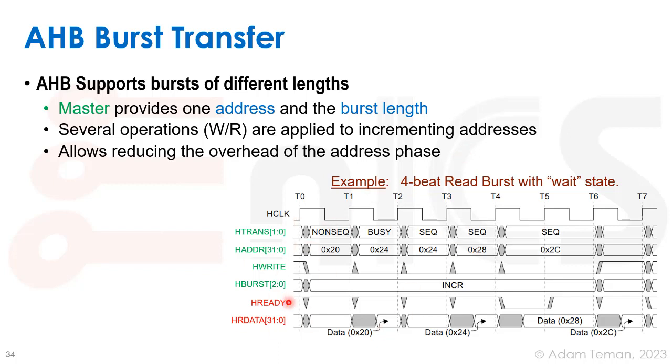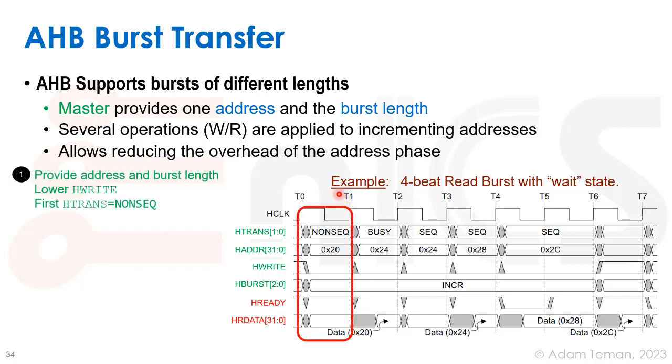Here we have some of the signals that we had before. The green ones are driven by the master. The red ones are driven by the slave. What we'll start with in the first cycle is that the master is going to provide the address, and it's going to say that this is a read operation by lowering H write.